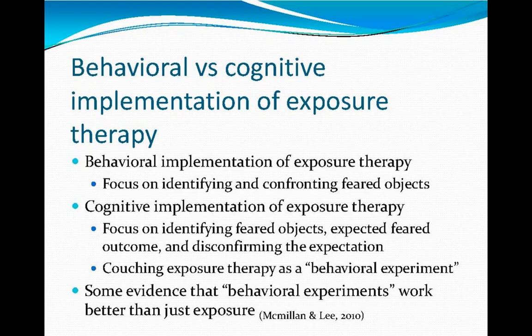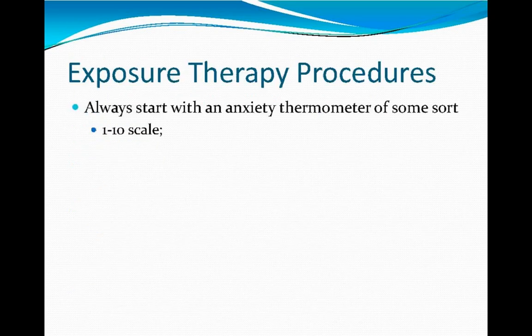And I'm going to talk a little bit about some basic procedures that you would use to implement exposure therapies. The first thing that you start with is some type of a rating scale for anxiety. So you might call this an anxiety thermometer. Some people like to take it from 1 to 100, with 100 being the most anxious. Some people like to go 1 to 10. I like to go 1 to 10 just because it's quick and dirty. I don't know if there's a meaningful difference between a 52 and a 56. So it's like a 5 versus a 6.